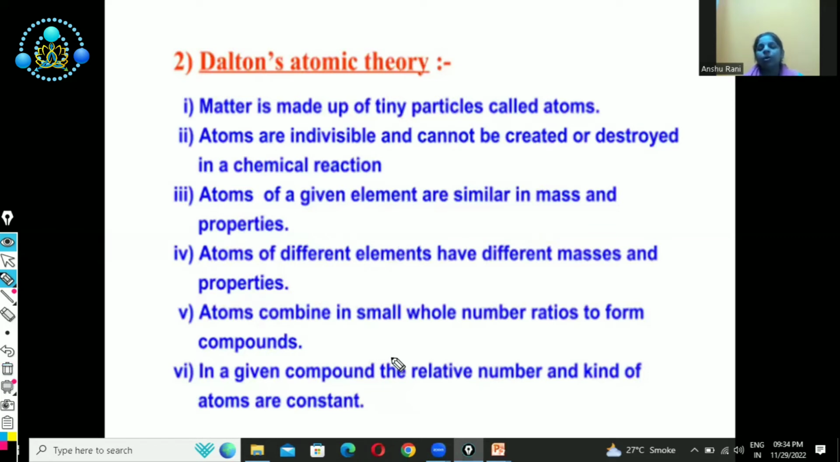In a compound, atoms are present in relatively fixed amounts. Like in water, H2O, two atoms of hydrogen are combined with one atom of oxygen. This ratio will remain fixed. So what I have explained now is modern atomic theory. In Dalton's atomic theory, we need certain modifications that I have explained now.